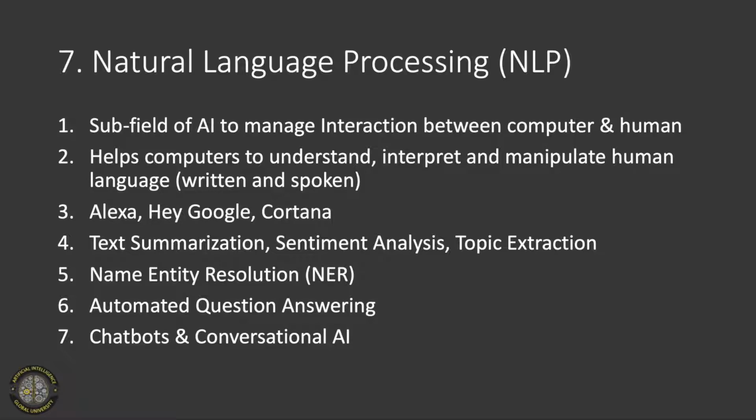Okay, so natural language processing is a subfield of artificial intelligence, and it's a technology which can manage the interaction between computers and humans. Natural language processing helps computers to understand, interpret, and manipulate human language, either written or spoken. It is the technology which brings computers into very close proximity with humans. At least they have the ability to read the text, interpret it, and translate it.